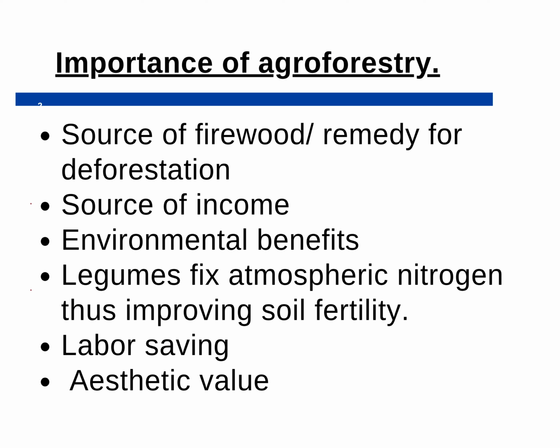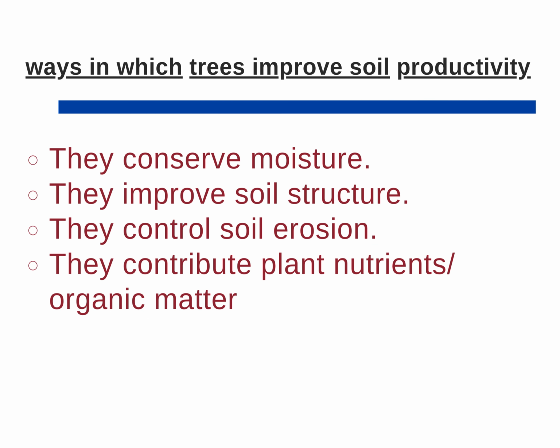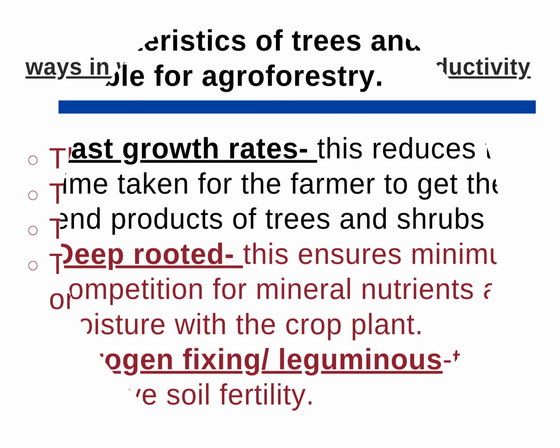Importance of agroforestry. Source of firewood, remedy for deforestation. Source of income, environmental benefits. Legumes fix atmospheric nitrogen, thus improving soil fertility. Labor saving, aesthetic value. Let us now see ways in which trees improve soil productivity. They conserve moisture. They improve soil structure. They control soil erosion. They contribute plant nutrients, organic matter.